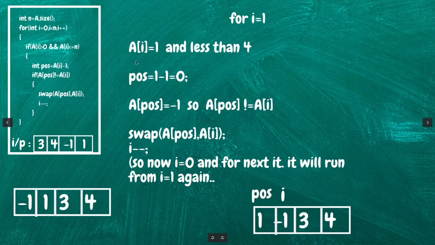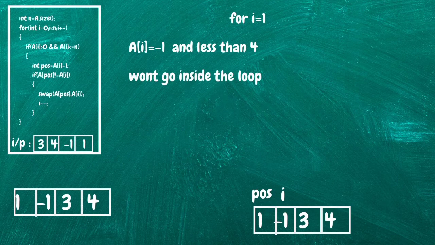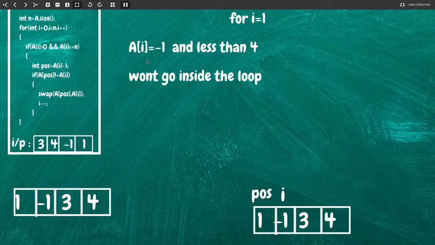Again i equals 1, a[i] equals 1. This was our array previously, and this is after doing the operation. So a[i] equals 1, which is less than or equal to 4, and our pos is a[i] minus 1 equals 0. a[pos] equals minus 1, so a[pos] is not equal to a[i]. So again we get inside the loop. We swap a[pos] and a[i] and decrement the i. Again i equals 1. This is negative. Now we won't get inside the loop.